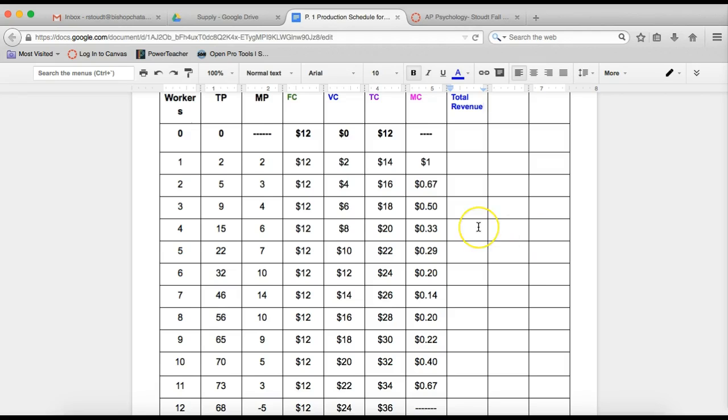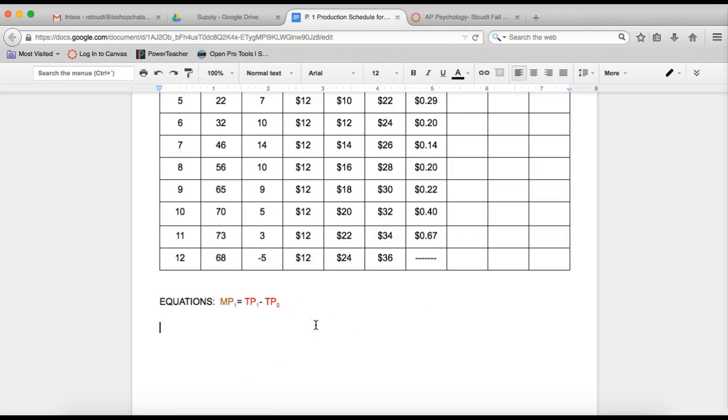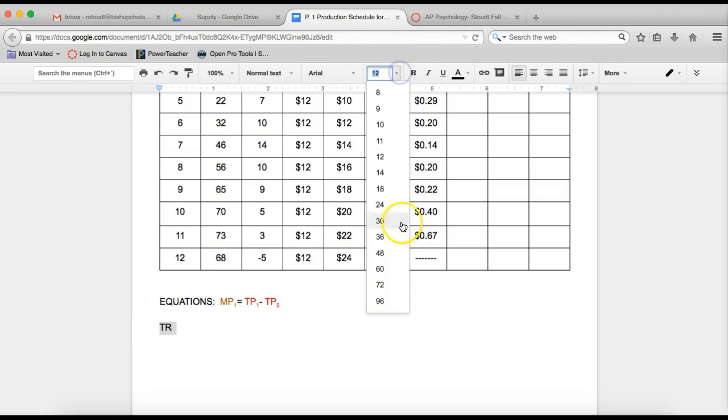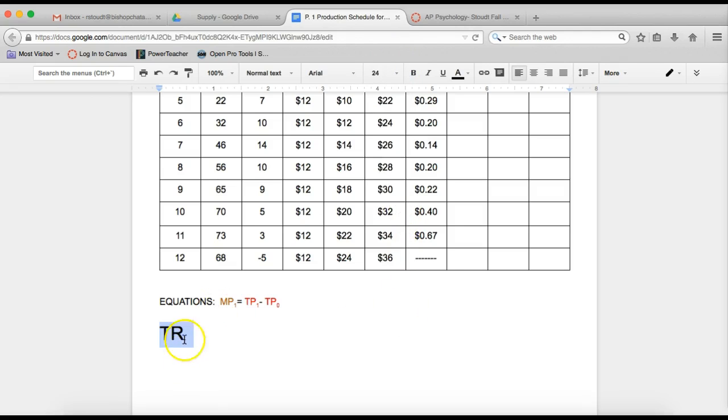Okay, so at the bottom, I want you to add an equation. Total revenue, I'm going to make this bigger so you guys can see this a little bit better because I know the video is small. Total revenue is going to be price times total product. Now, I want you to put an asterisk next to the price. As an asterisk, remind yourself, Mrs. Stout will always give the price. Okay, so I will always give the price.